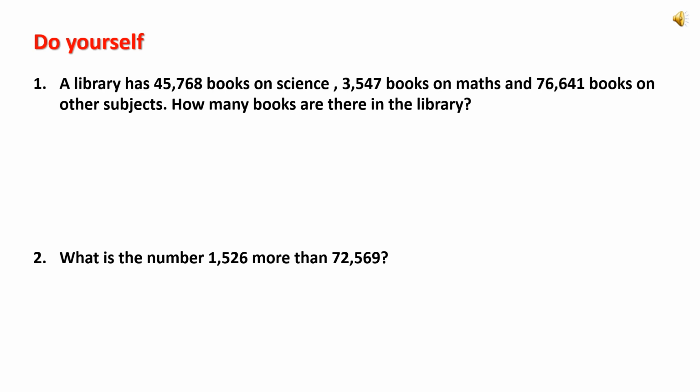Next question. What is the number 1,526 more than 72,569? So first number is 72,569 and more number is 1,526. Add both the numbers, then you will get the final number. In this way, you can solve your sum.